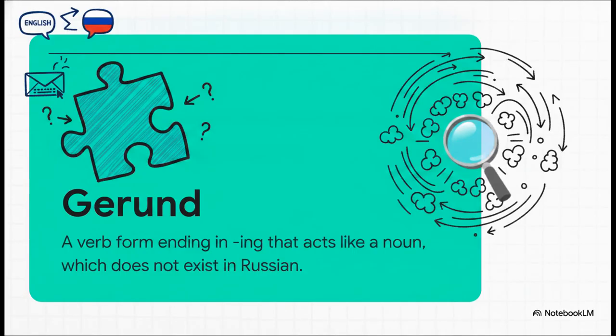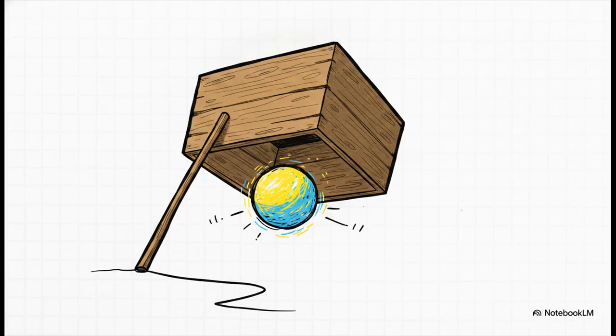So the crucial point here is that you're frequently dealing with structures that literally don't exist in your native tongue. A perfect example is the gerund. It's a verb form ending in ing that acts like a noun. Because this concept is completely foreign to Russian grammar, it acts as this massive missing puzzle piece, causing major confusion, especially when you're writing professional emails. And that leads us to the ultimate email trap.